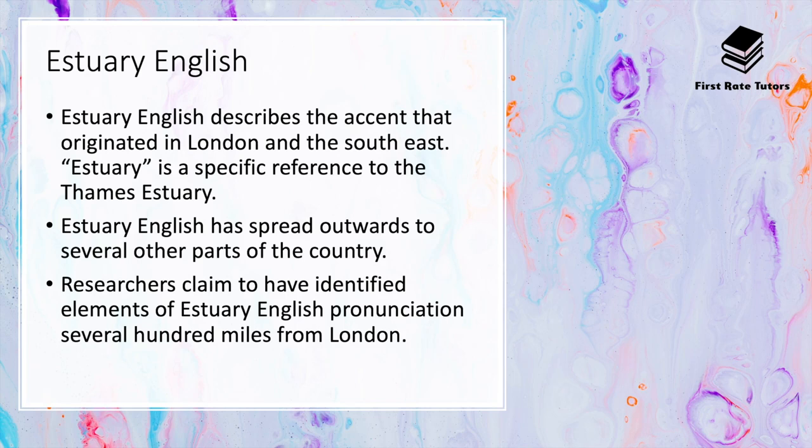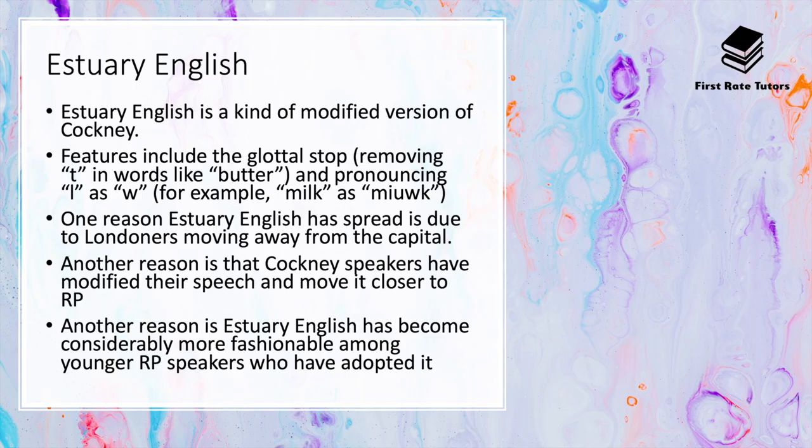Now, when it comes to accents, a really important accent to be really aware of is what we call Estuary English. And Estuary English really describes the accent that originated in London and the South East. Estuary is a specific reference to the Thames estuary. And Estuary English, interestingly, has spread outwards to several other parts of the country, and researchers claim to have identified elements of Estuary English pronunciation several hundred miles from London.